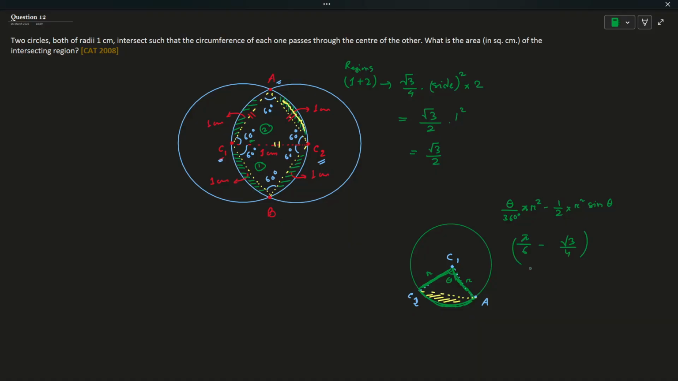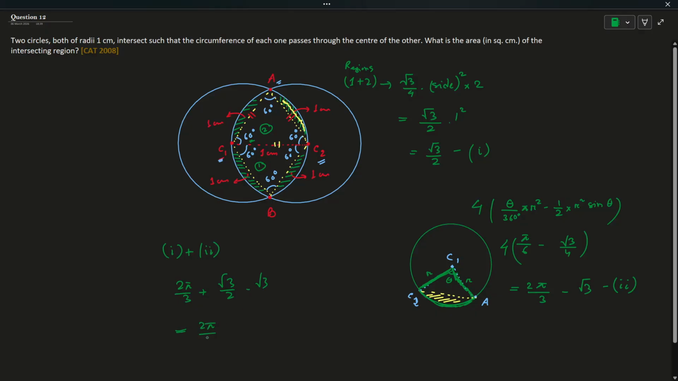That means this is one of the areas. Similarly, the other areas will also be equal, so I will multiply the entire thing by 4. What will be this? Pi by 3, this is 2 minus root 3. This is the area of the segments. This is 1, this is 2. So add 1 and 2 to get the total area. So 2 pi by 3 plus root 3 by 2 minus root 3, so this will be 2 pi by 3 minus root 3 by 2. This is the required answer.